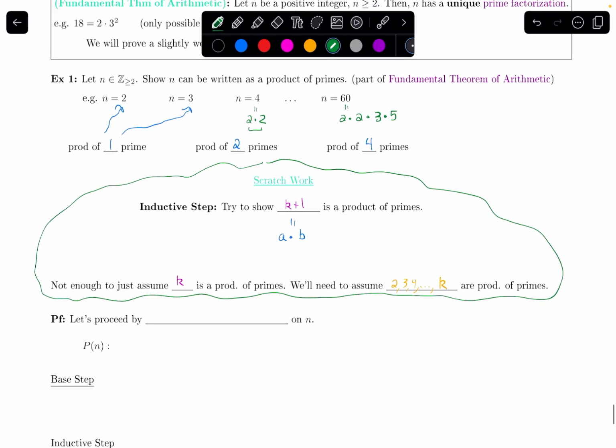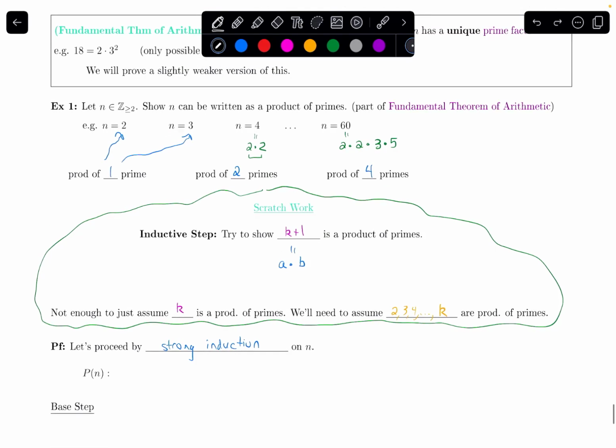Okay, my proof. So let us proceed by strong induction on n. I begin my induction proof by stating what P of n is. What is the statement we are trying to show? I'm trying to show that n can be written as a product of primes. P of n is: n is a product of primes. I'm trying to show that that's true for all integers n greater than or equal to 2.